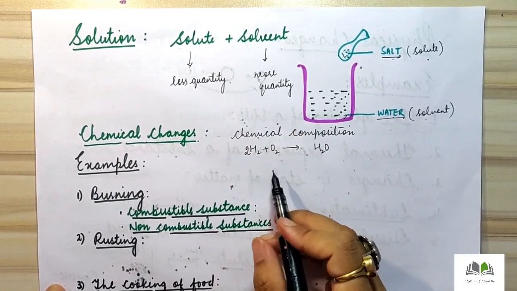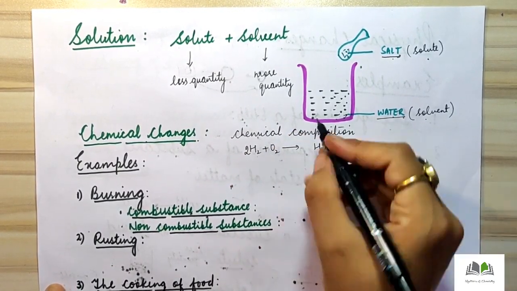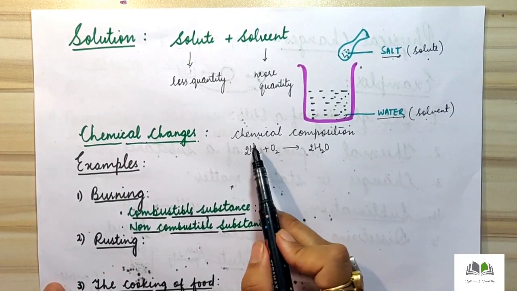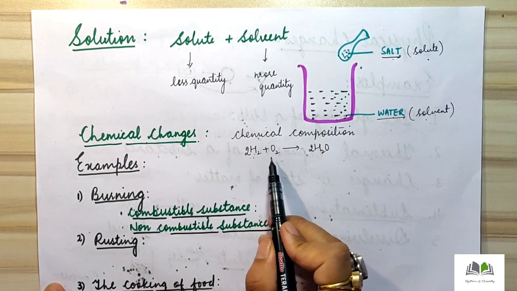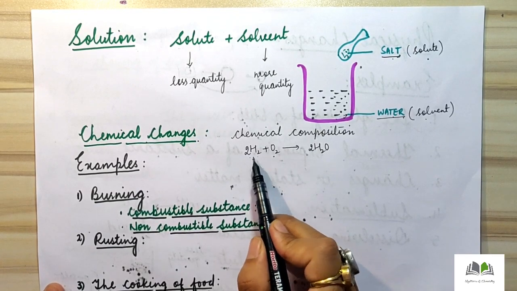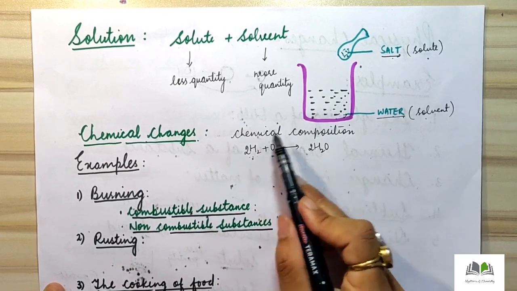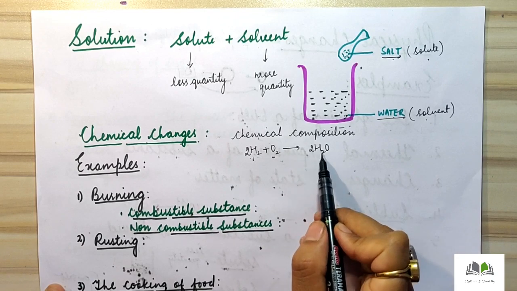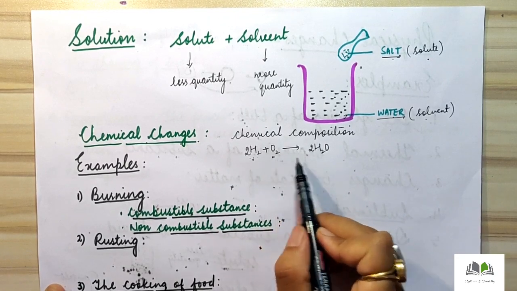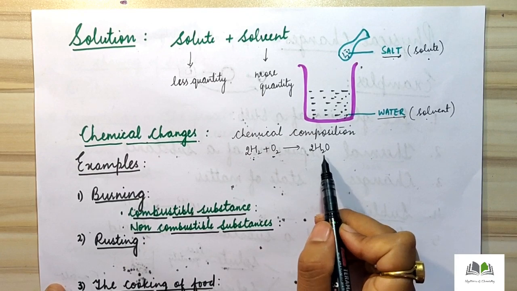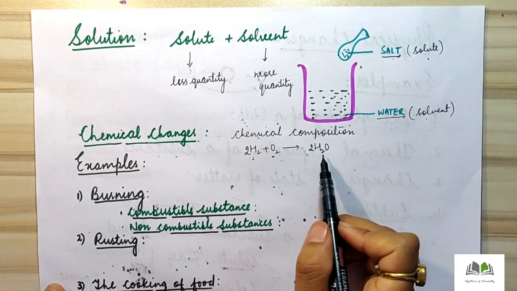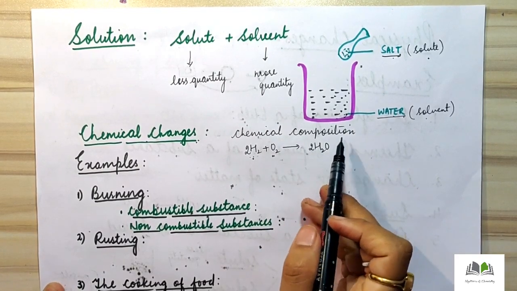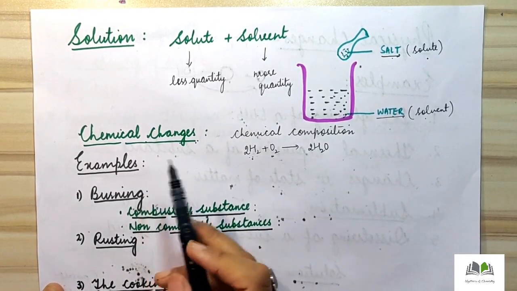So two molecules of hydrogen when they combine with one molecule of oxygen, there will be formation of two molecules of water. So before the reaction, the reactants were hydrogen and oxygen. Hydrogen is a type of gas, oxygen is also a type of gas. And after the reaction, what happens? The chemical composition changes. Two gases react together to form a liquid substance, which is known as water. So this is how we can say that chemical change is that change in which there is change in chemical composition. So I am going to discuss various examples of a chemical change.